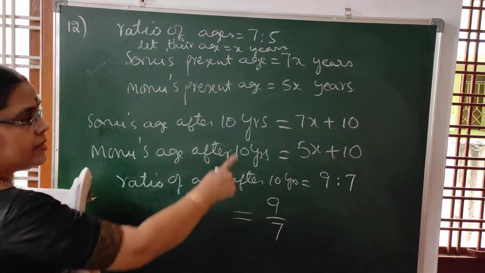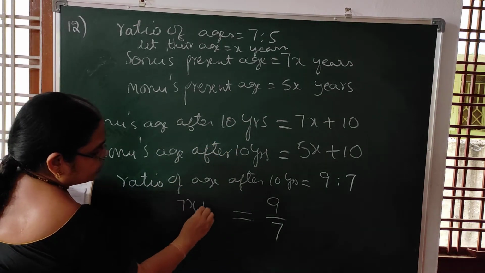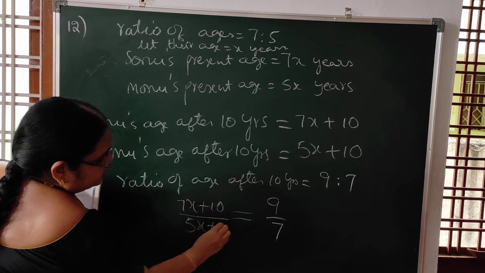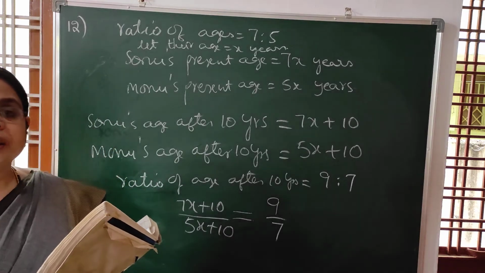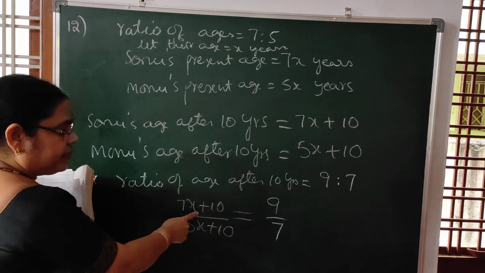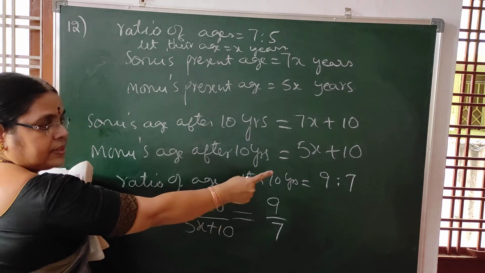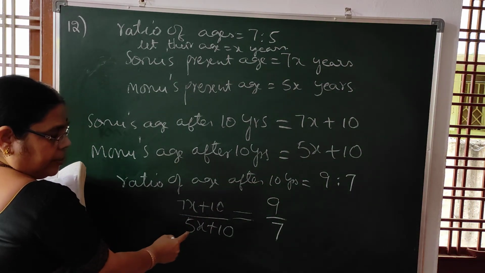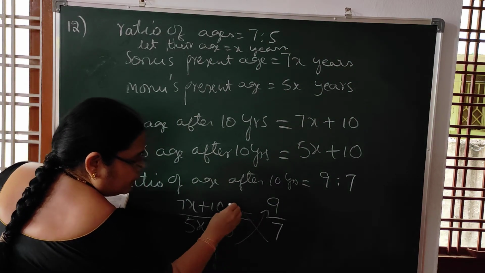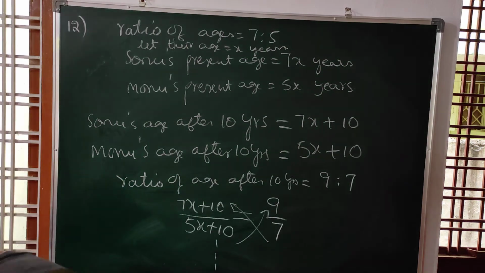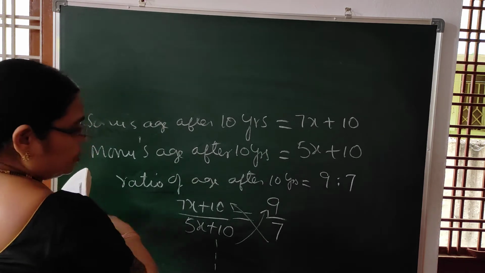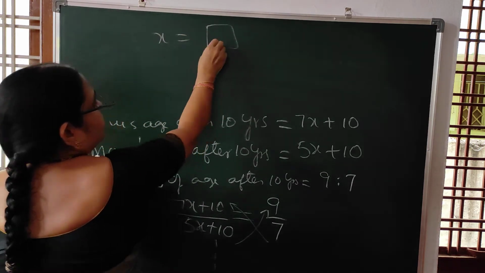That is 9/7. So first boy is 7x plus 10 years. After 10 years, second boy is 5x plus 10 years. You are going to get this equation. So after 10 years, the ratio of their ages is 9:7. So (7x plus 10) by (5x plus 10) is equal to 9/7. Solve this equation. How to solve? Cross multiplication. When you solve this equation, you will get x is equal to something.